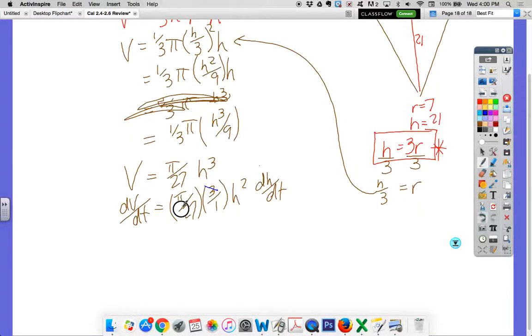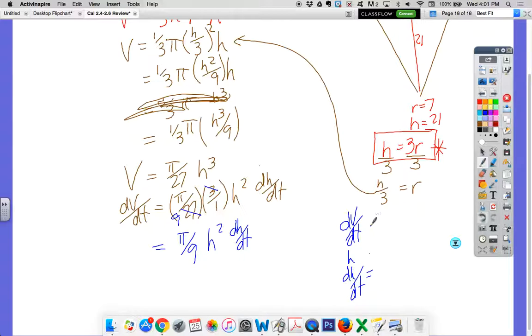Okay, let's bounce that up some. Now, the 3 and the 27 reduce. It gives me a 9 down here. So we've got pi over 9, and then this is going to be h squared dh over dt. Now, you don't have that many variables. You've got dv over dt, you've got h, and you've got dh over dt.